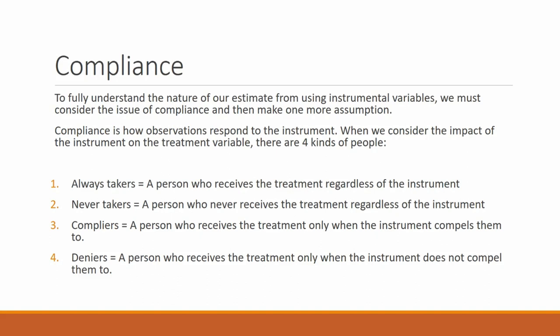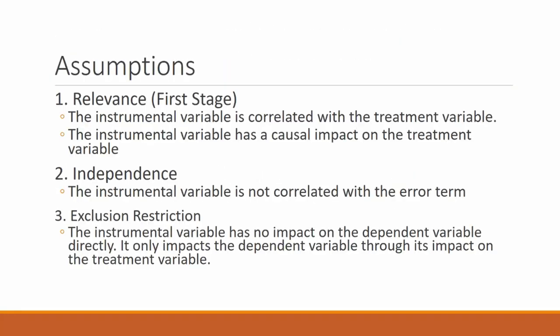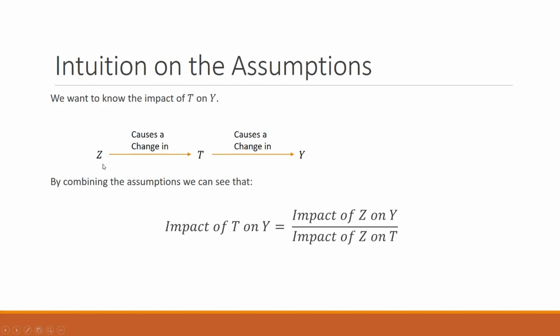Deniers. A denier is a person who receives the treatment only when the instrument does not compel them to receive it. Okay, so let's think back to that causal chain that I talked about a little bit earlier. So here's our causal chain. We're saying that Z has some impact on T, T has some impact on Y. Z is our instrumental variable. The instrumental variable causes some impact on T.